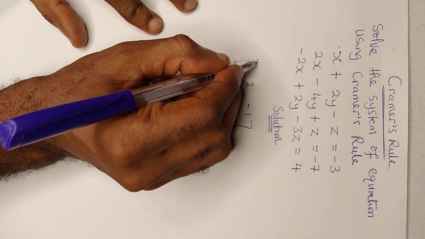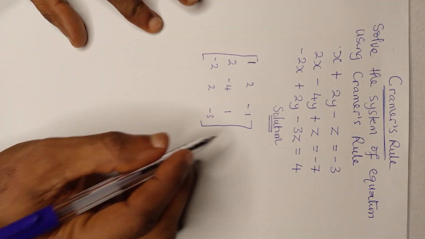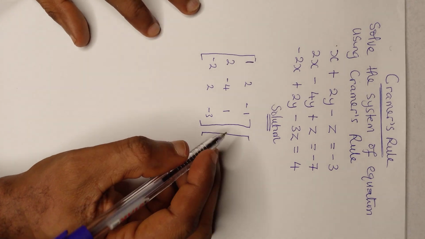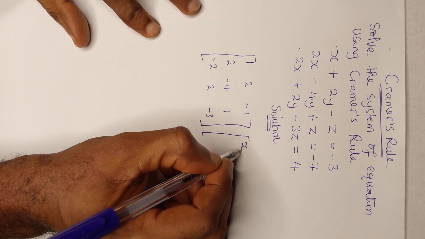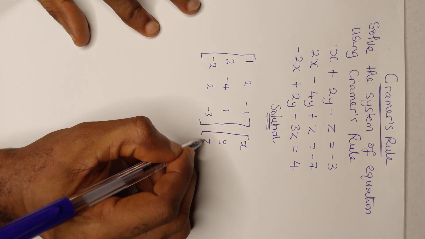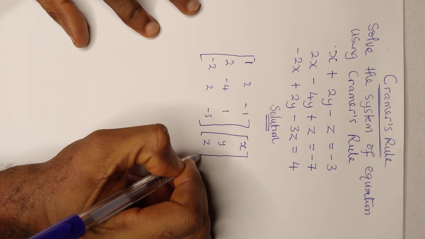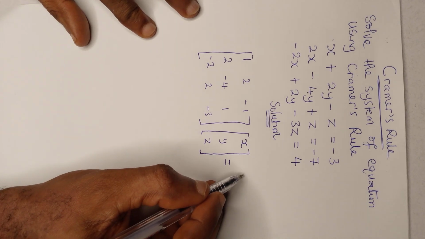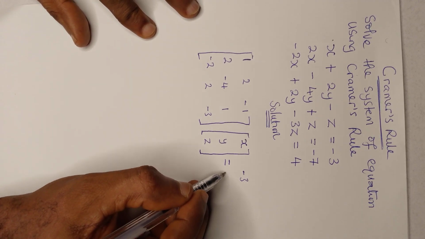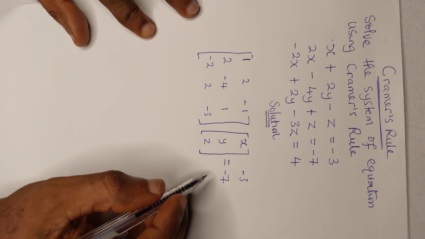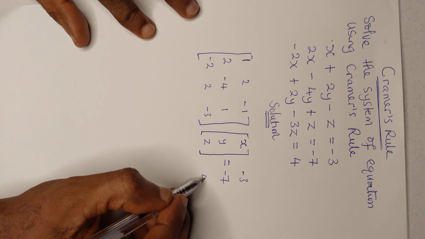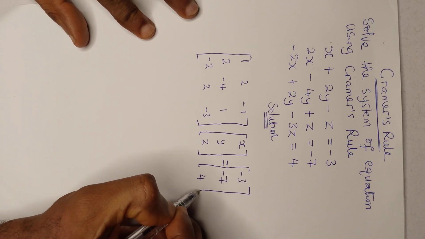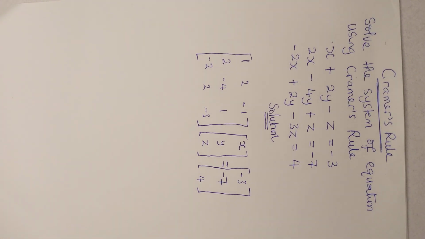We put it in this kind of bracket. And then, because we are dealing with x, y, and z, this will be our x, this will be our y, and this will be our z. And it is equal to the right hand side of the equation. So we have minus 3, minus 7, and then 4. We also put it in a box. So this is the first step, okay?